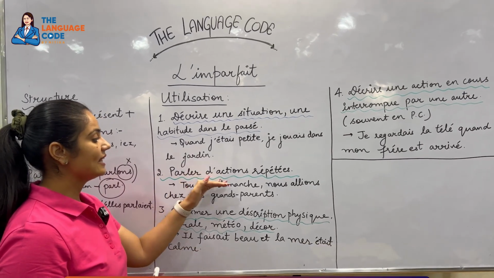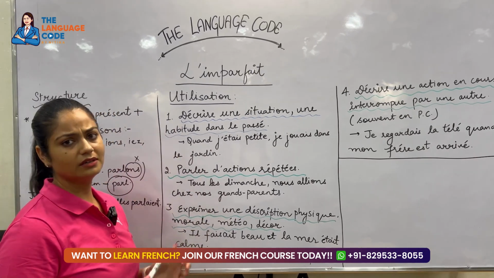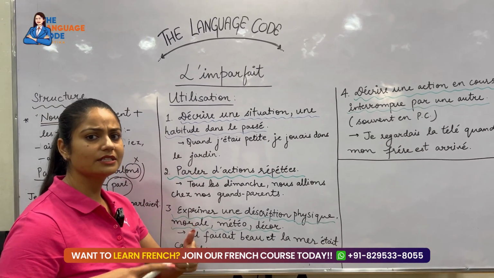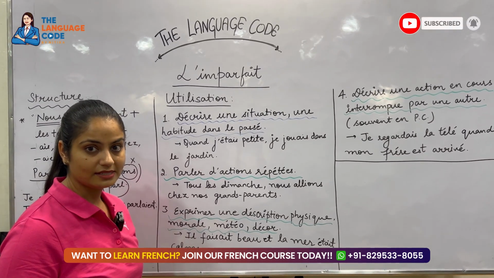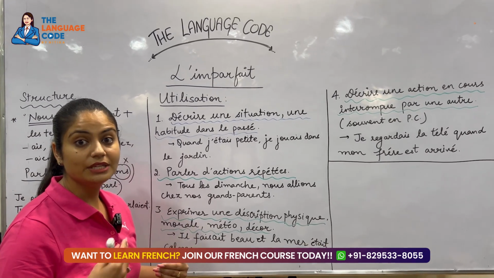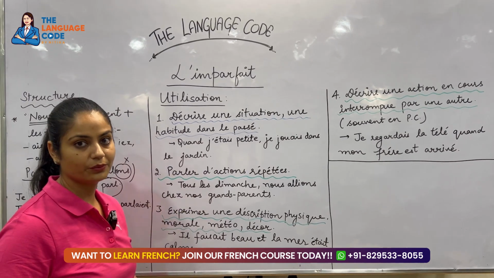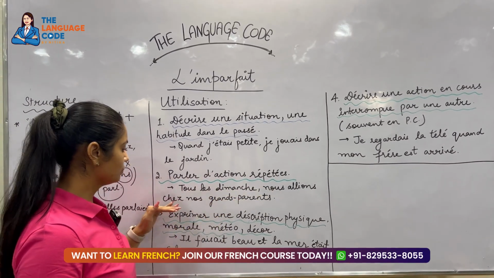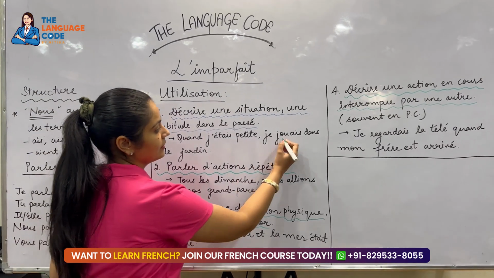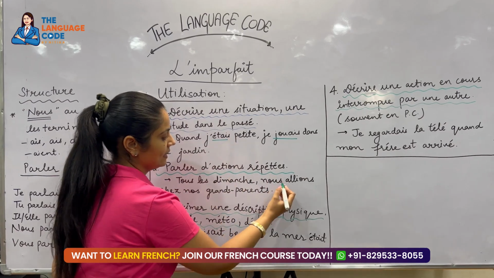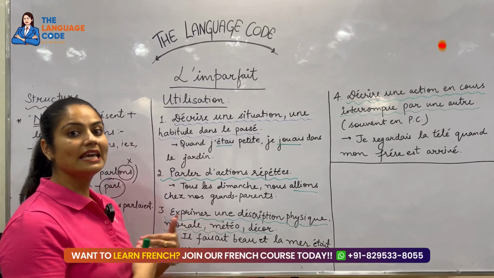Next one is parler d'action répétée. Something in the past you repetitively used to do, similar to the habits, right? For example, every weekend I used to visit my grandparents. Every weekend we used to go to the beach. So tous les dimanches nous allions chez nos grands-parents. So every Sunday we used to go to the grandparents' house. Here jouais, étais, allions, these are what? These are l'imparfait. The conjugation of the verbs is in imperfect tense.